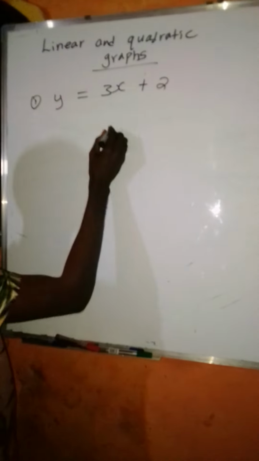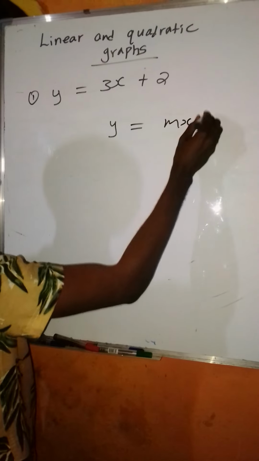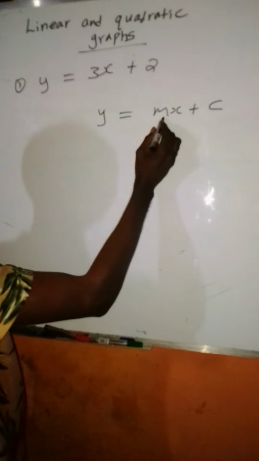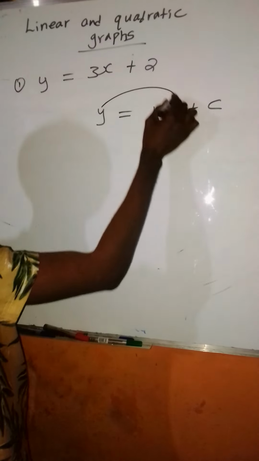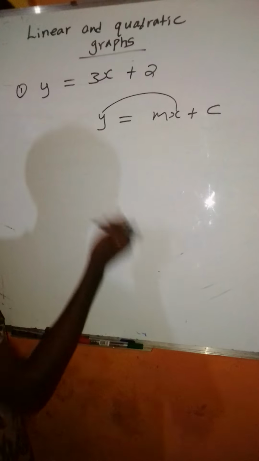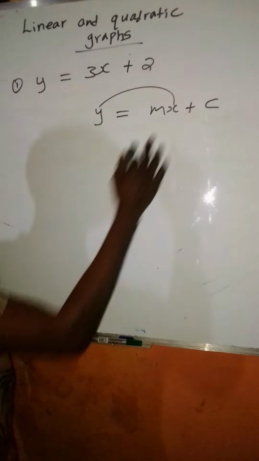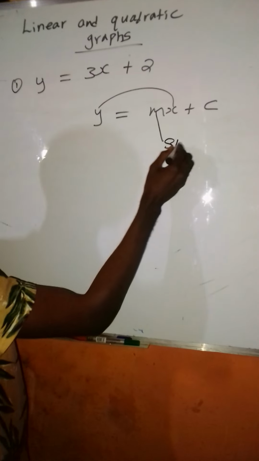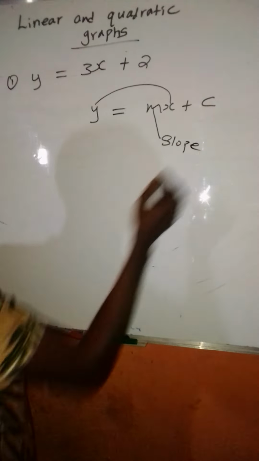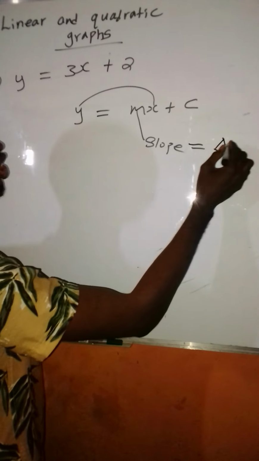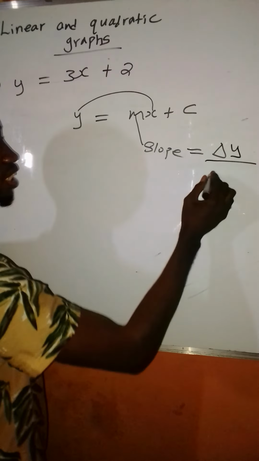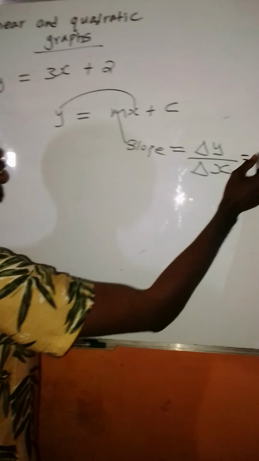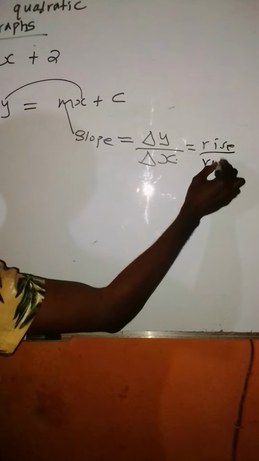But by the way, since this is the standard way of writing any straight line equation, y equals mx plus c, the y and the x are the axes, wherein y is the vertical axis and x is the horizontal axis. This m here is representing the slope of any line. So slope is going to be the change in the y-axis, or vertical, all over the change in the horizontal axis, or the horizontal. We can also refer to this as rise all over run.